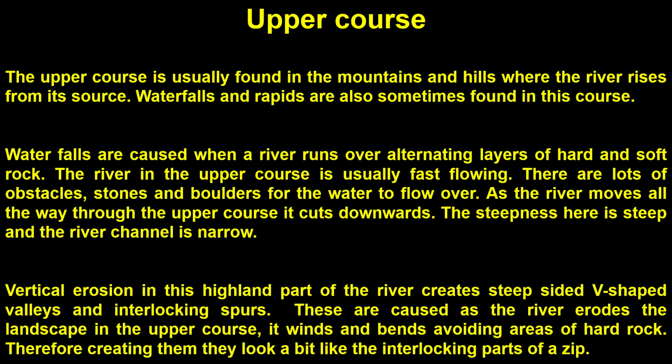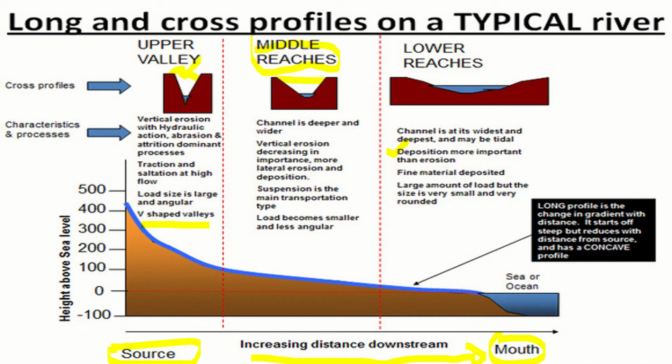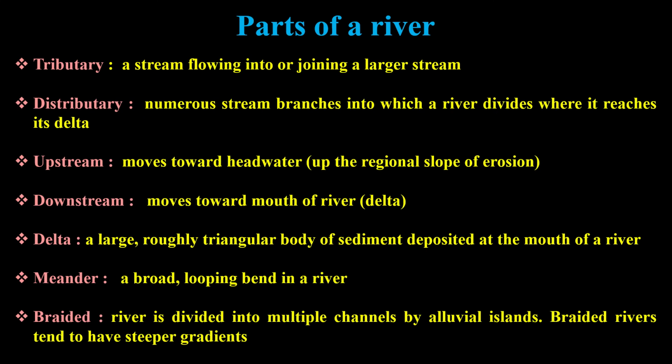The steepness here is very high, that means it's very steep, and the river channel is narrow. It's not yet that wide, it's narrow and steep. Vertical erosion in this highland part of the river creates steep V-shaped valleys. Just now we were having a look at the picture, remember? Look at this once again. See, it's giving rise to a V-shaped valley.